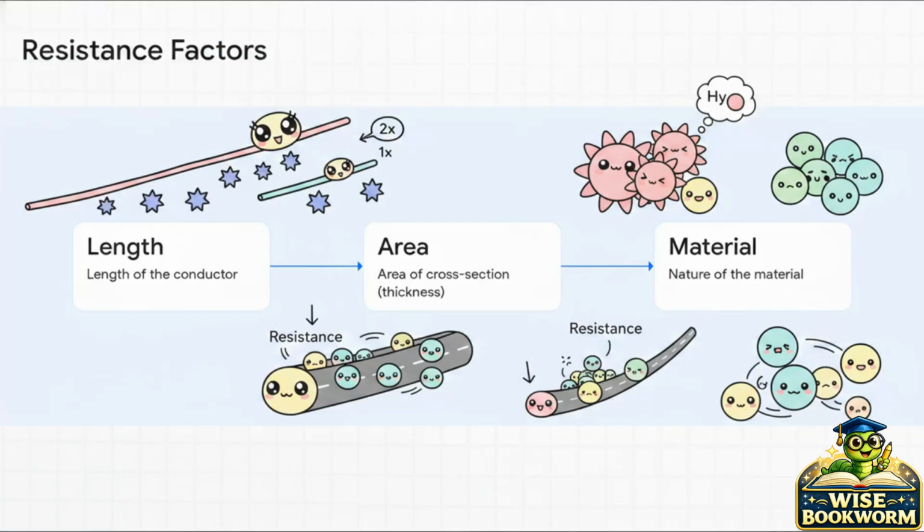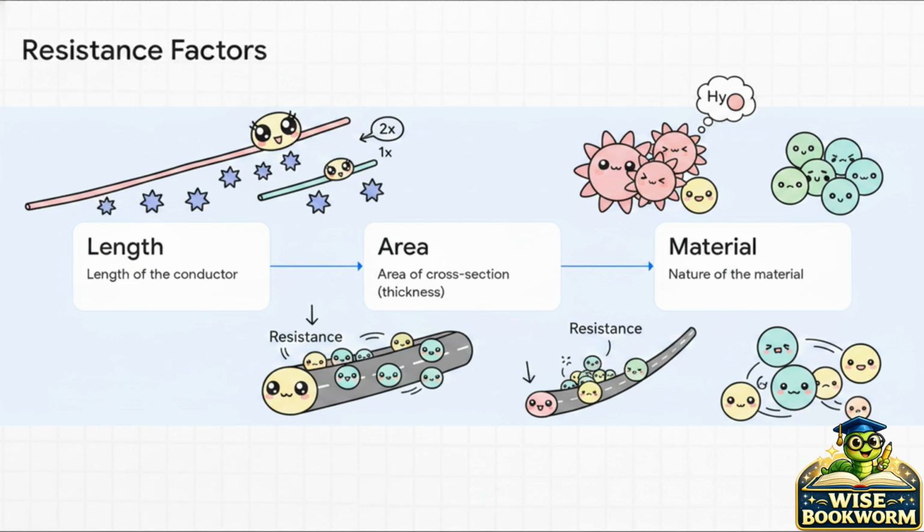Why are some wires great conductors while others act like giant electrical roadblocks? Well, there are exactly 3 physical traits that dictate this. First up, the length of the conductor. If you double the length of a wire, the electrons have twice as far to travel through that atomic obstacle course, so logically, the resistance doubles.